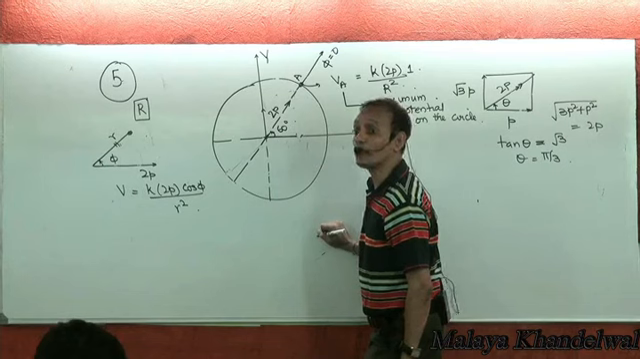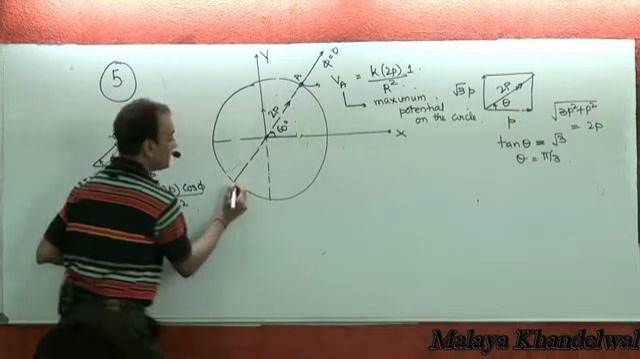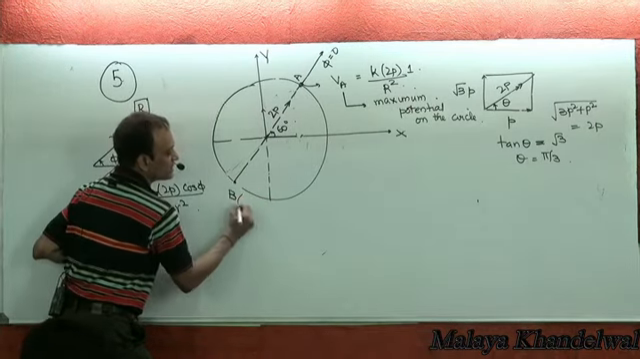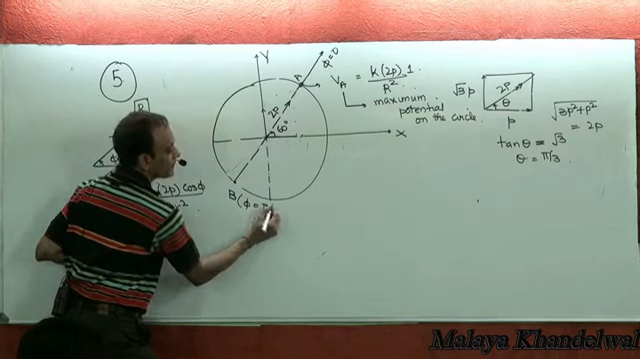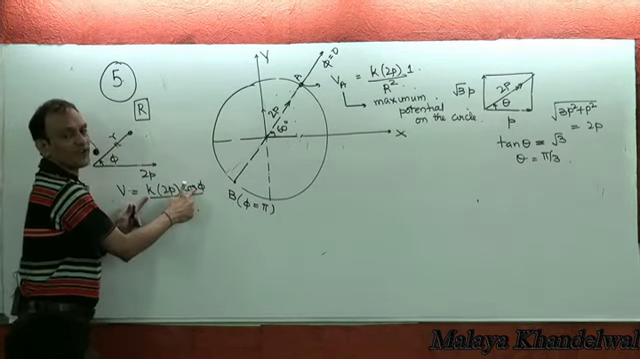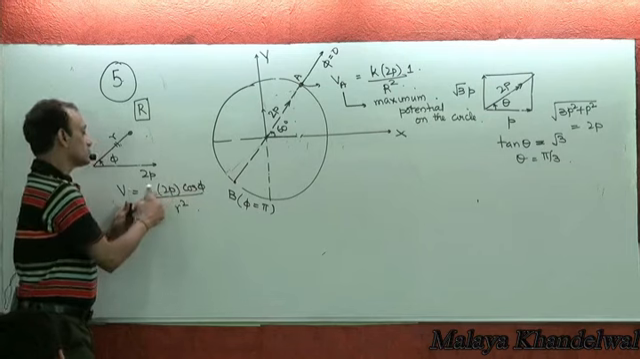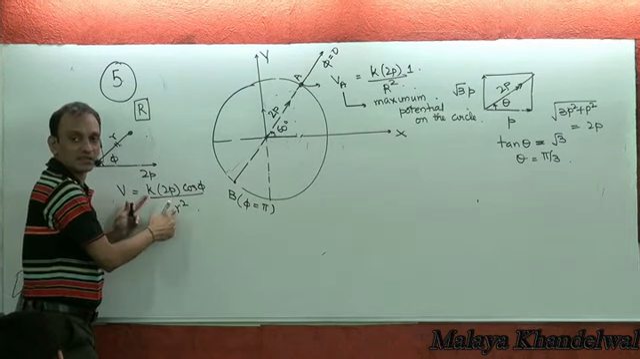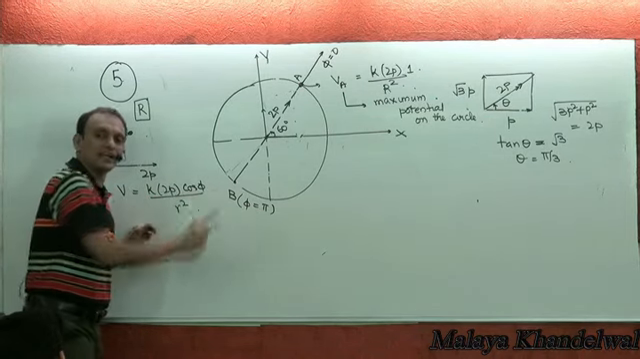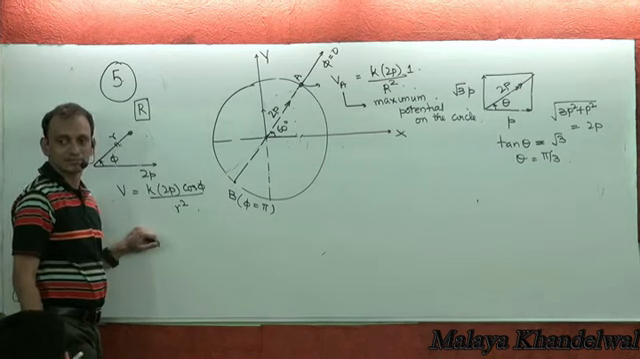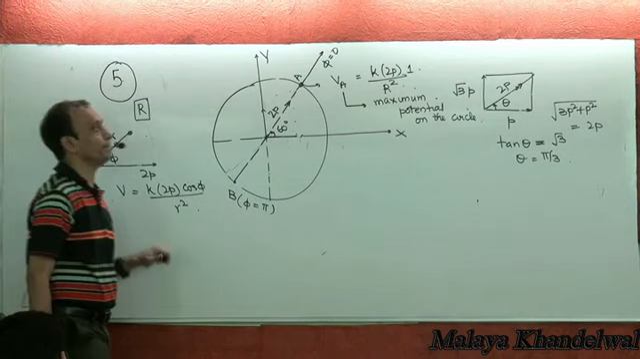Minimum at what point? See, at this point B, what is phi? Pi. What would be the potential at B? Cos phi, which is minus 1. Right? So K times 2p by minus r squared. So minimum potential at B. Yes or no? Right?